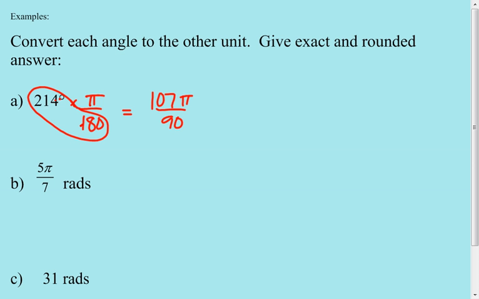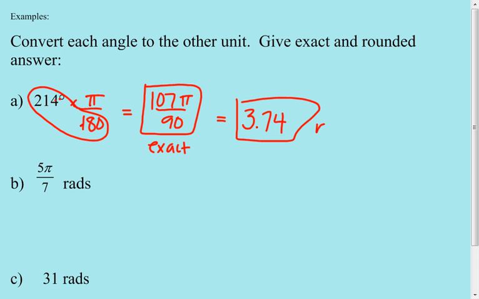This right here is the exact answer. And then you can get the decimal answer if you actually multiply that out. So 107 times pi, so now I'll put the pi in there, 107 times pi divided by 90, and you should get 3.74. Please give me 2 decimal places. And I should actually label these as radians, but that's how you do that one.